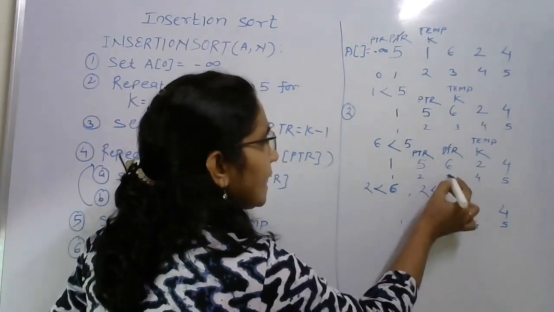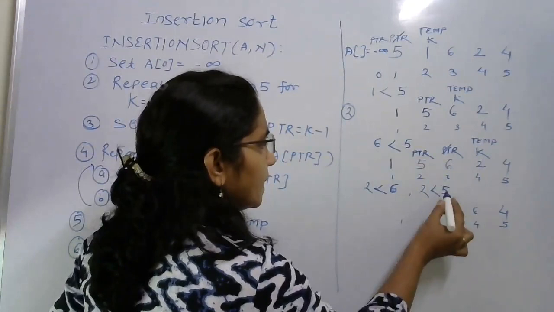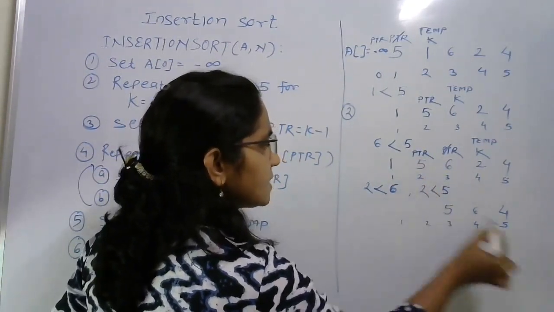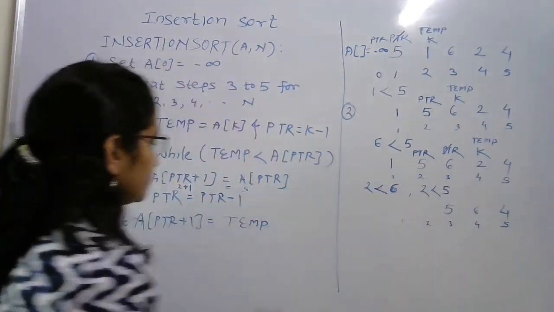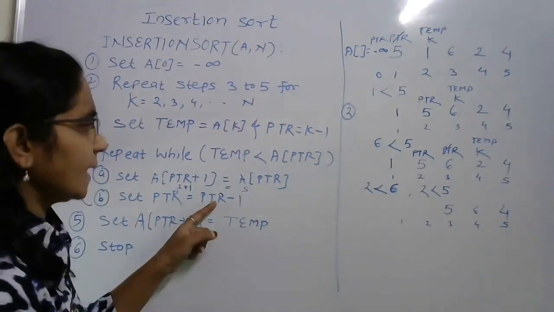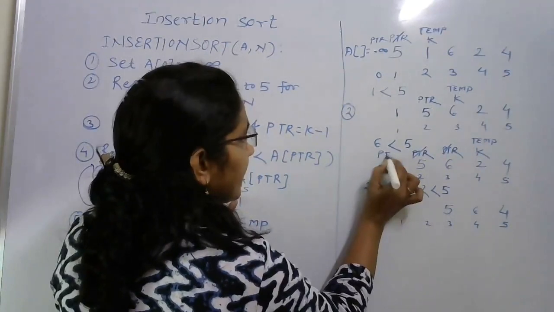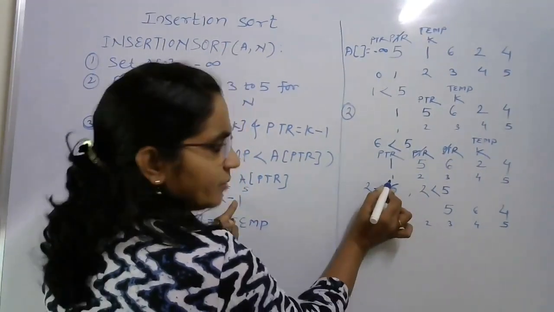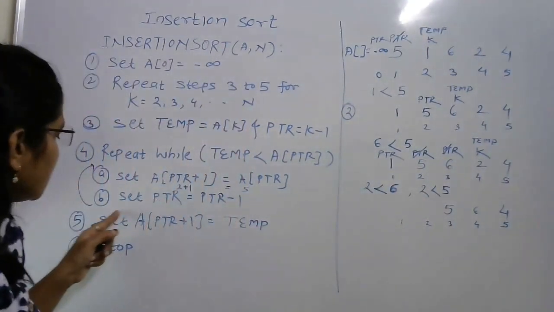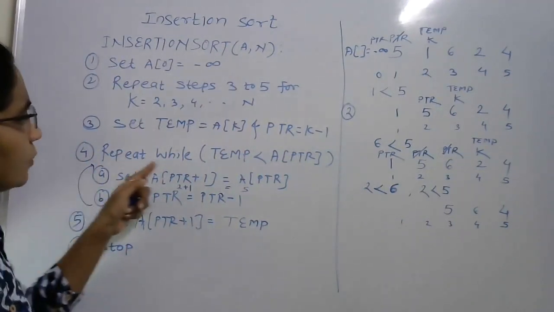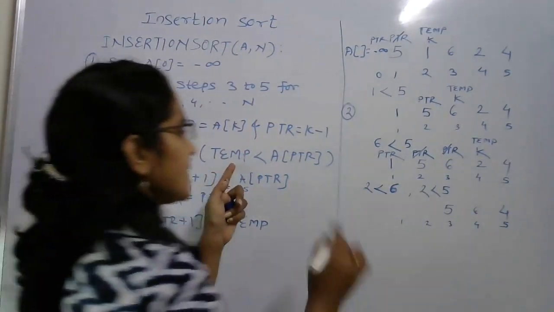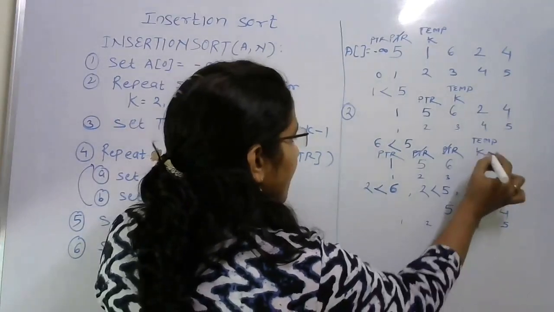See, if the element is greater, then you just move forward. Now PTR equal to PTR minus 1. Once again, this PTR will get collapsed and the updated value of PTR is at position 1. Once again, the control goes back to the loop and again checks temporary is less than A of PTR. What is the value of temporary?